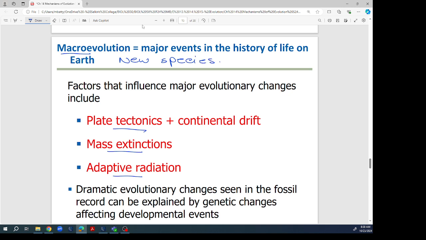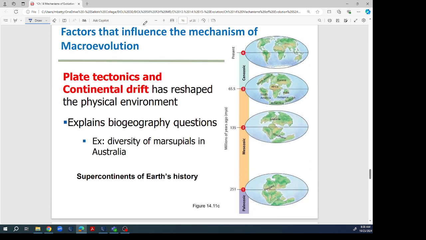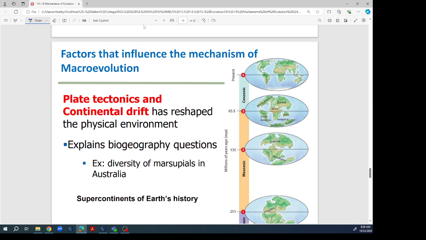These are really dramatic evolutionary changes, and mostly for these, we can't see them outside of the fossil record because, again, they're happening over such a large time scale that it's really hard to prove macroevolution. So plate tectonics and continental drift, this idea that the continents fit together like puzzle pieces. If you look at the continents, you can also track that they are still moving.